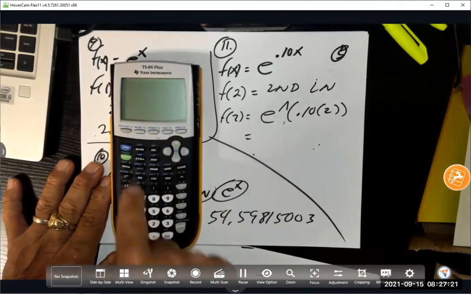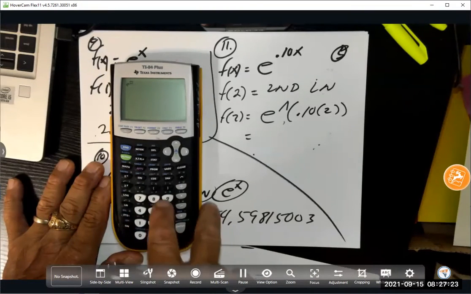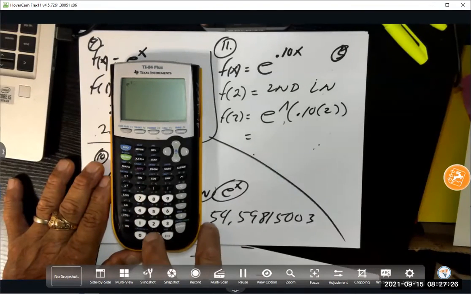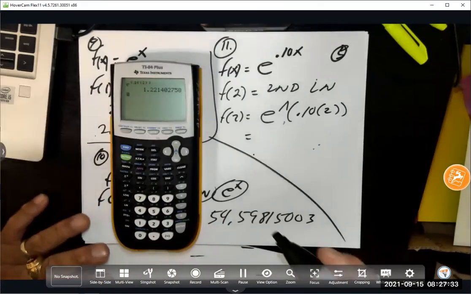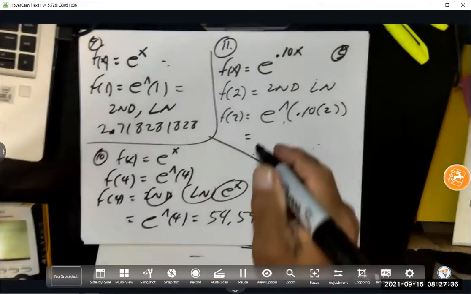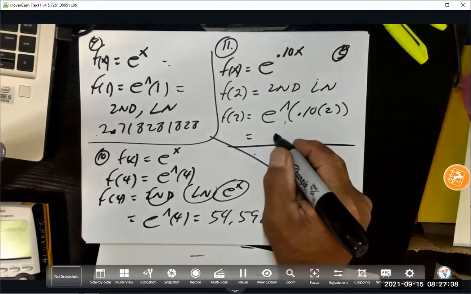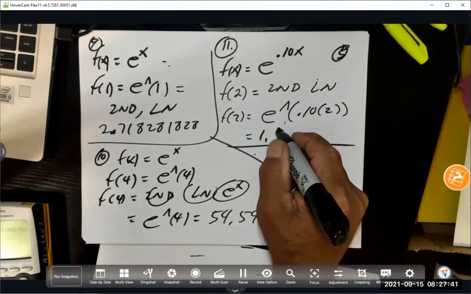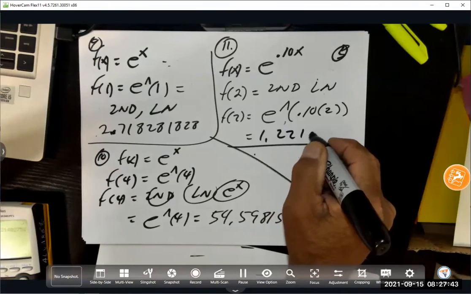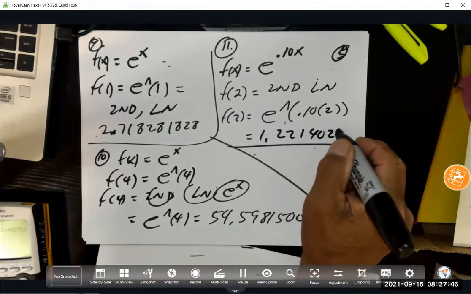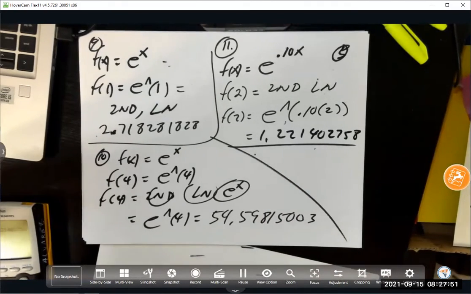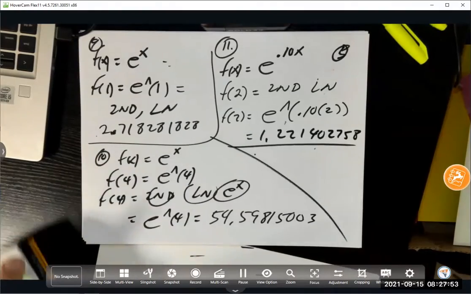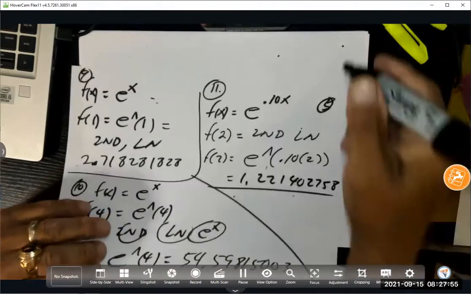So let me do that one. So second ln, parentheses, 0.10, parentheses, 2, close it, and hit enter. Okay, what'd you get? 1.221, 1.2. Is that right? Yes. 402758, like that. Something like that, right? Yes. All right, so number 11. So keep on number 11. I say yes. You have skills so far, okay?